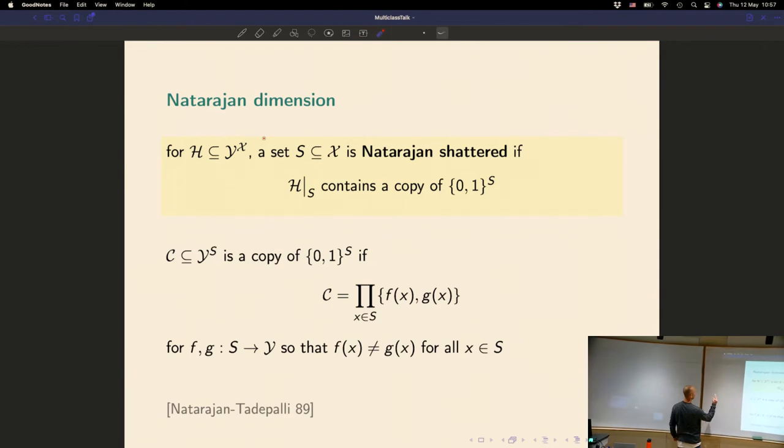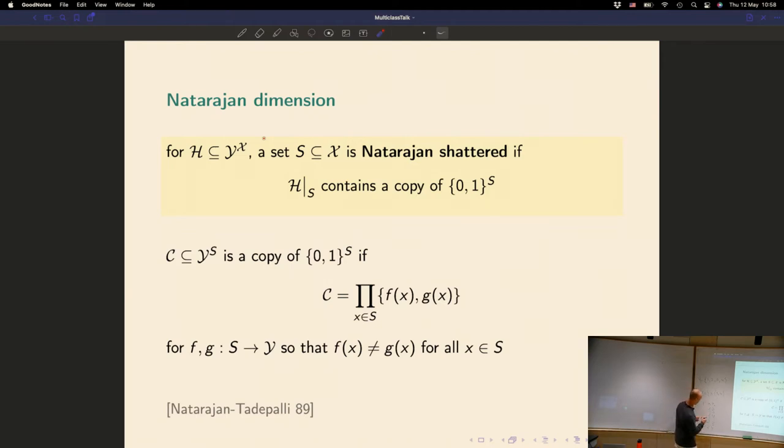So let's say that Y is 1, 2, 3, 4. Containing a copy is something like we have 1, 2 in coordinate 1 times 3, 4 in coordinate 2, which means we have the four functions 1,3; 1,4; 2,3; 2,4. This means four functions from a set of size 2 to Y. x1 is mapped to this, x2 is mapped to this. If the collection of functions H restricted to S contains these four functions, then we say it is shattered. And these four functions correspond to the Boolean cube.